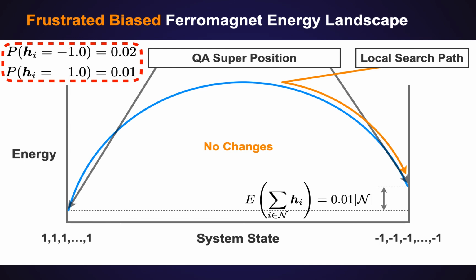So interestingly, the energy landscape picture is the exact same here, because in expectation the well is still off by 0.01 times n. And we still have the same issues where local search can get stuck in one of the wells and not the other one. And we hope that quantum annealing will do better.